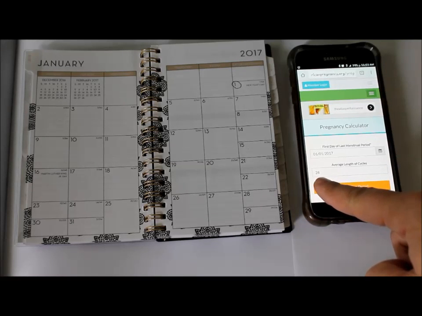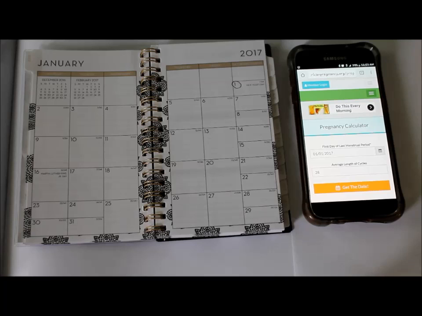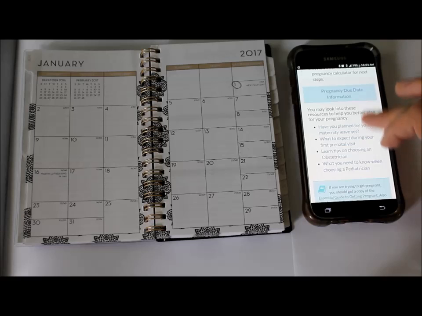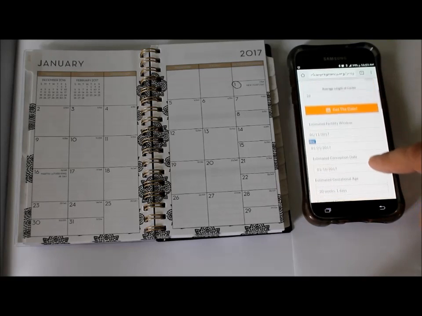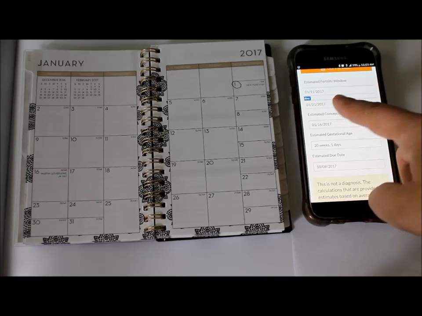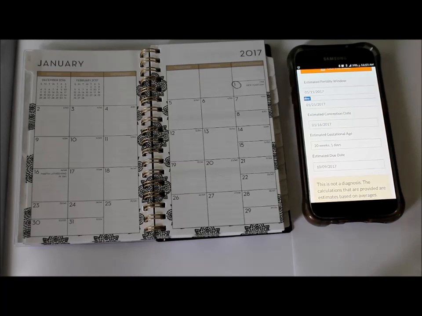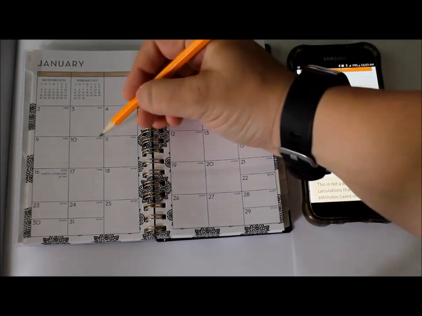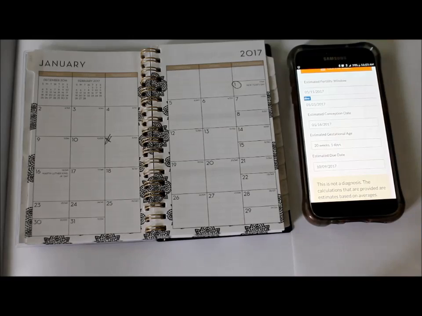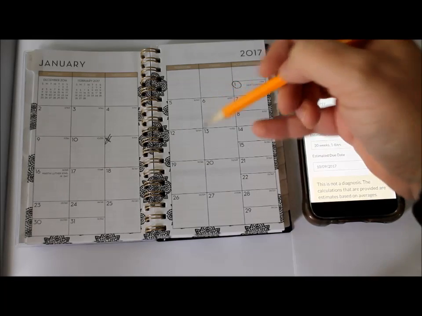If you know how long your cycles are, you can adjust that, but for the sake of this example, I'm just going to say it's 28 days. Get the date. It's going to automatically happen. Here we go. So here we have some numbers. Estimated fertility window from January 11th through January 21st. That means at any point in between those dates, conception could have happened.